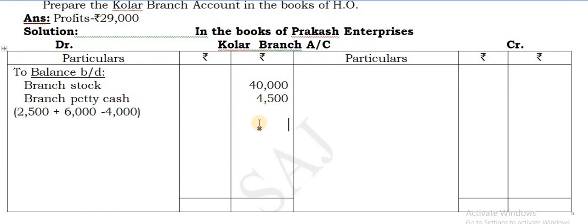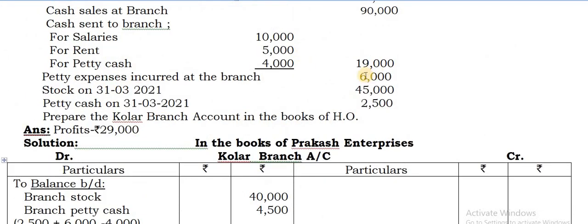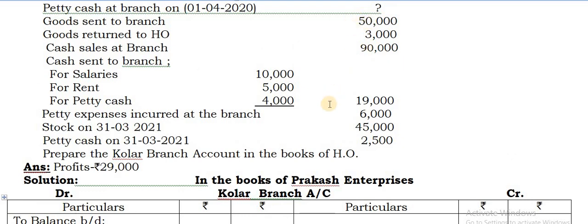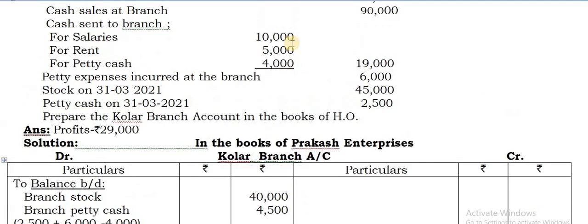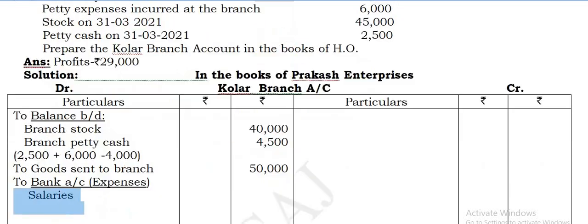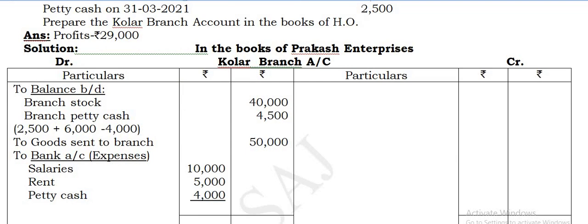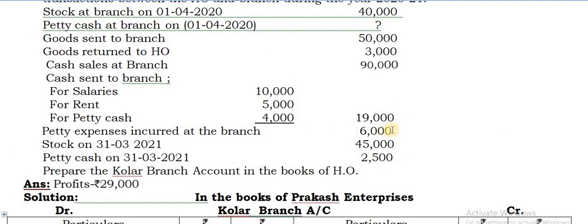Hope you have understood how you are getting the opening petty cash. So next you can continue with other items. Goods sent to branch, 50,000. That is the amount being spent. Next you can take bank expenses, these three amounts one after the other: salaries, rent and petty cash. So that gives you 19,000.